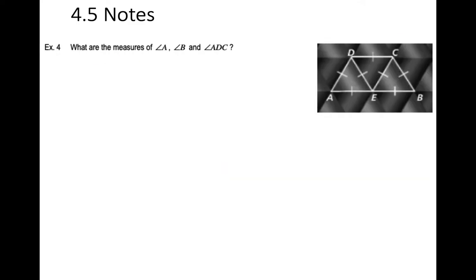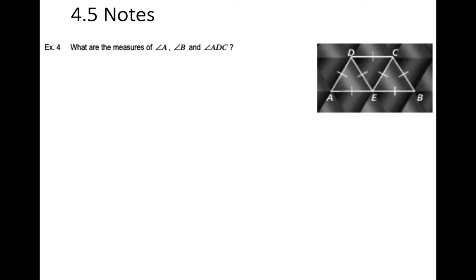The final question I want to go over today is asking us, in example 4, what are the measures of angle A, B, and ADC? And I can tell from looking at this diagram here that this is actually 3 different equilateral or equiangular triangles. They're equilateral because they have the same markings on them. So I know that all of those sides, AD, DE, and AE, are congruent. So the triangle on the far left is an equilateral triangle.